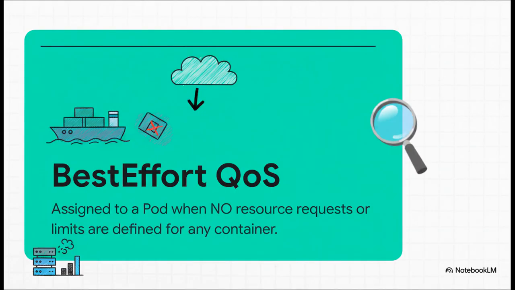So that's the hard and fast rule right there. If you don't tell Kubernetes anything, and I mean anything, about the resources your pod needs, no requests, no limits, it just automatically slaps the best effort label on it. It's like you're telling Kubernetes, I don't really have any specific needs, just do whatever.